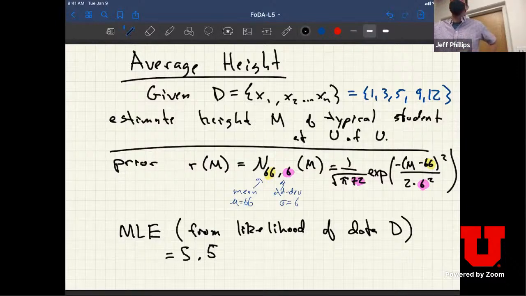66 and 5.5. So it probably means that this is in feet, and this one is in inches. I may have had the wrong units. Something weird was going on here. The data did not match the prior. And in this case, it was off by a factor of 12, right? So if I multiply this by 12, I'm going to get 66 again, and these are going to match.